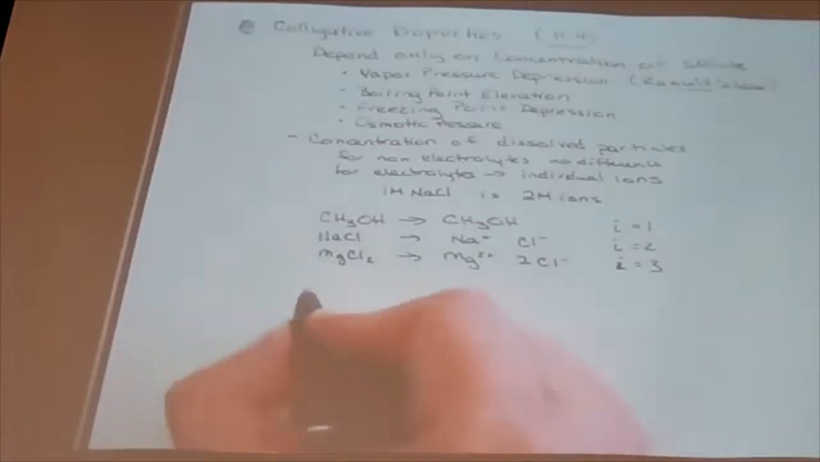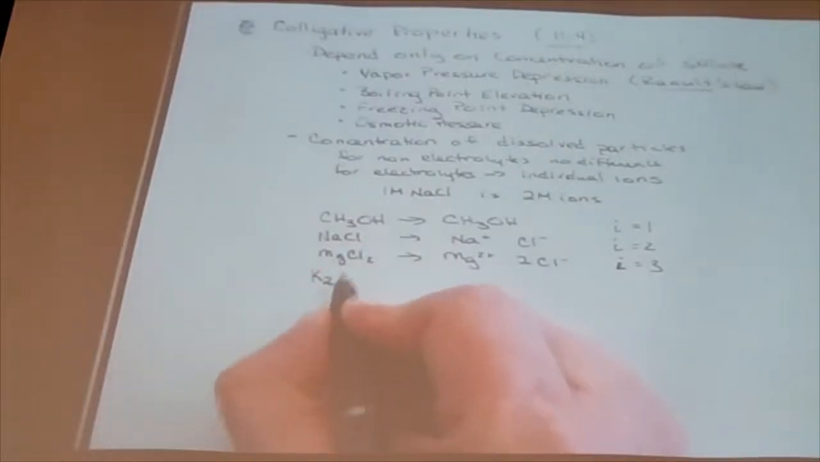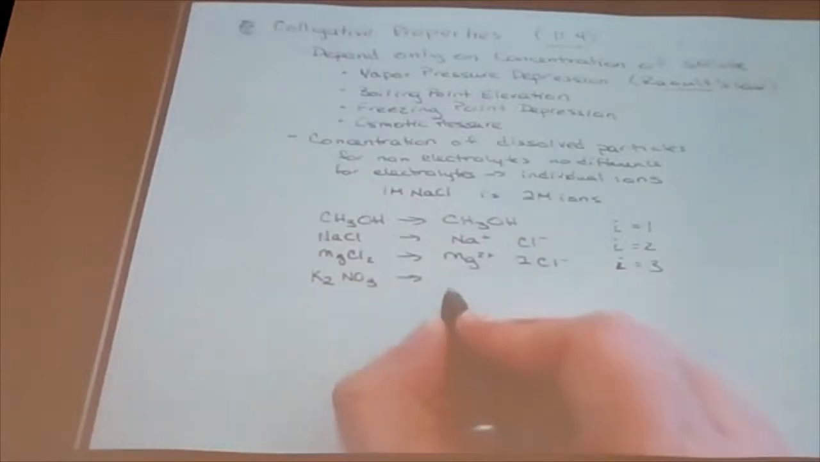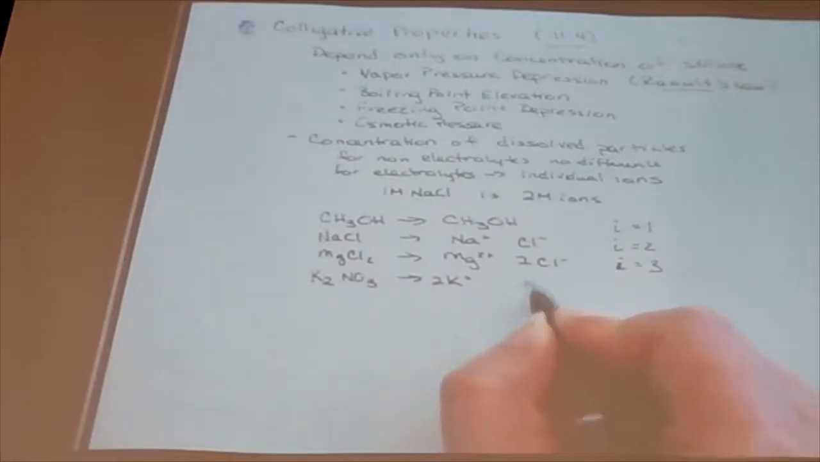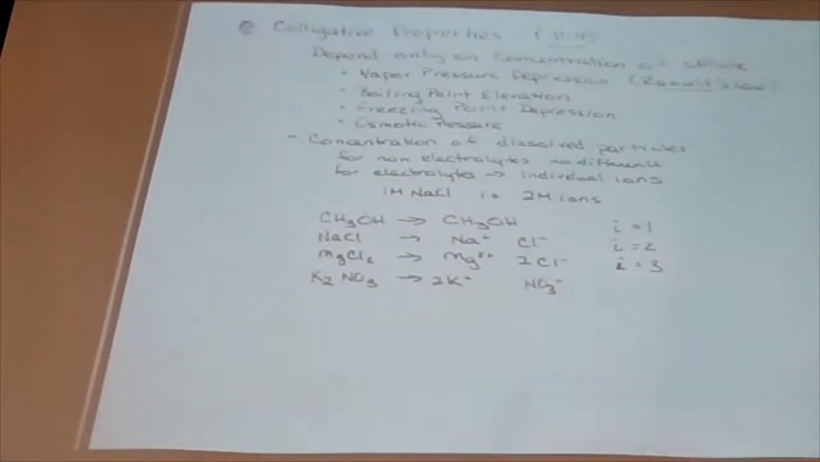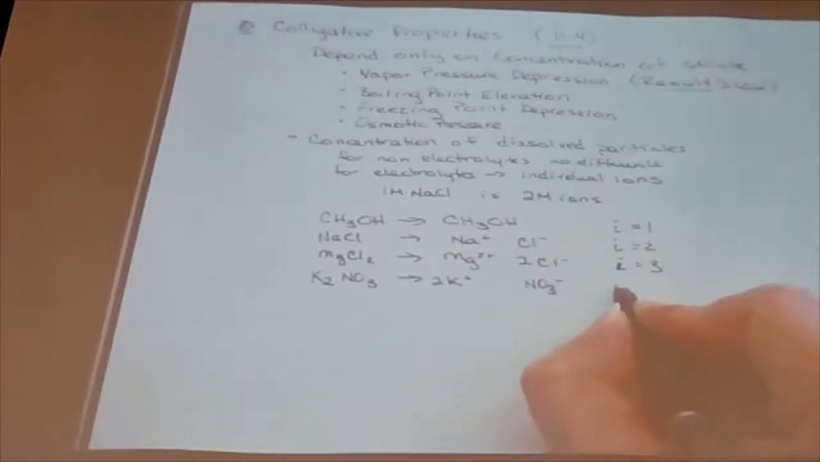So let's say I have potassium nitrate. I'm going to get 2 potassium ions, because the potassiums by themselves as one atom are an ion. And I'm going to get 1 nitrate. The nitrogen will not split up from the oxygens. So this means I again have a factor of 3.